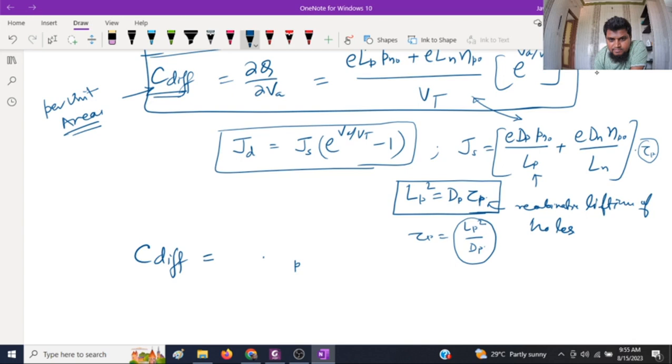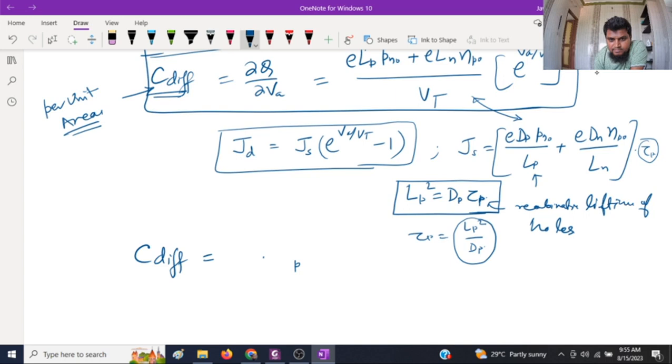And what is the relation on Va? Exponentially it is increasing. So if you draw it, you will find that diffusion capacitance is going like this, e to the power Va upon Vt. So this is your C diffusion. Here you have the applied diode voltage.